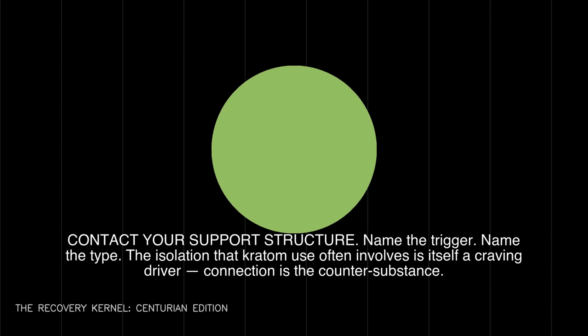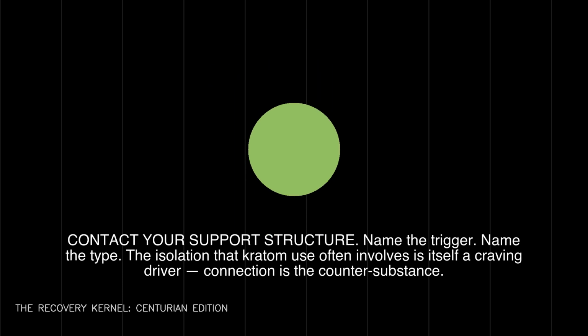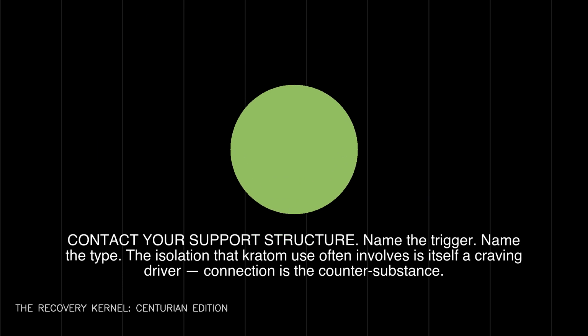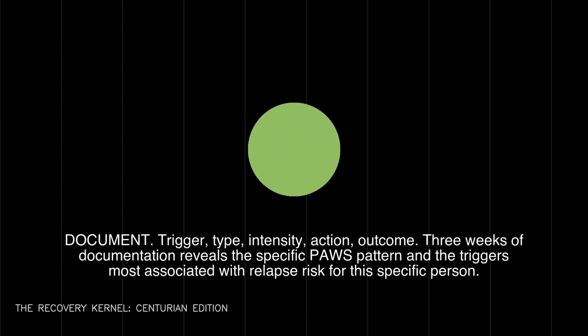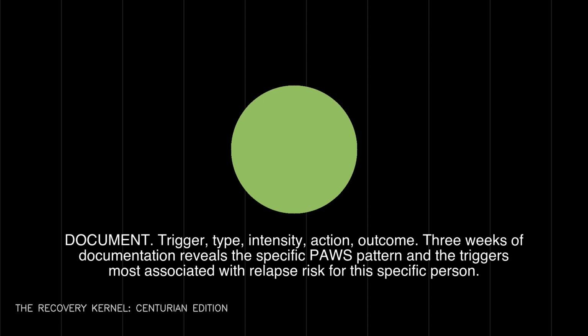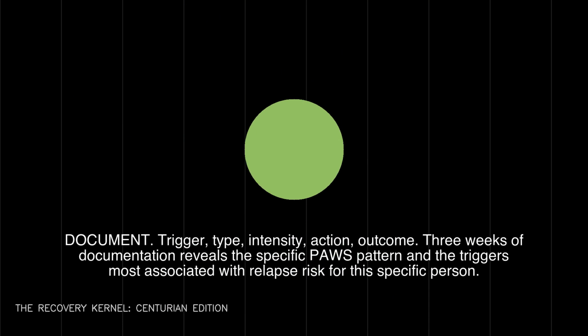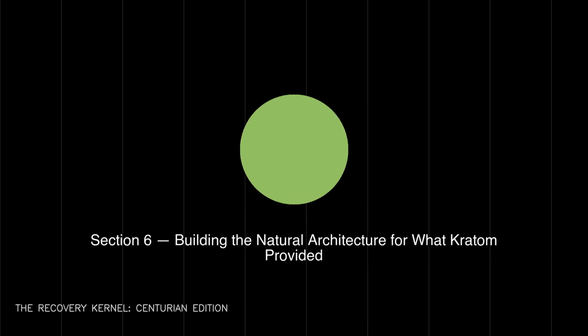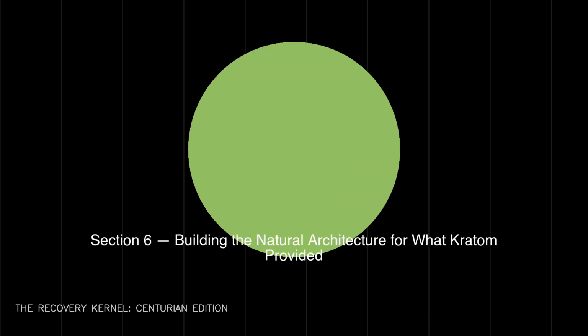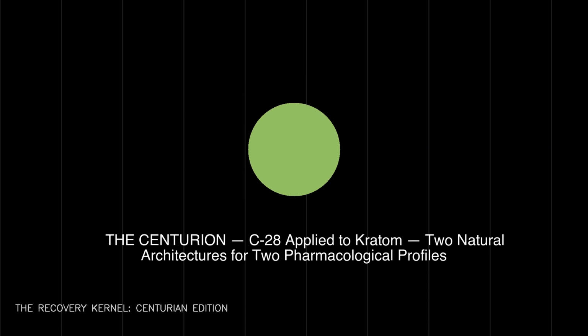For energy/focus craving, vigorous movement for 10+ minutes immediately. The adrenergic activation of exercise provides a genuine, albeit brief, alternative to kratom's adrenergic effects at low doses. Contact your support structure. Name the trigger. Name the type. The isolation that kratom use often involves is itself a craving driver; connection is the countersubstance.